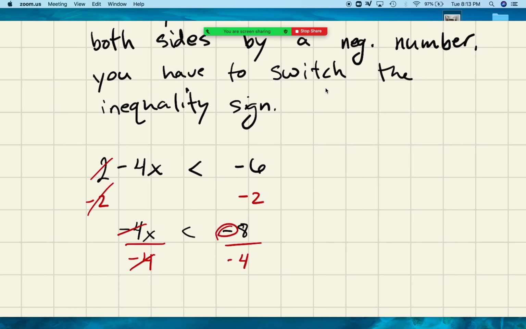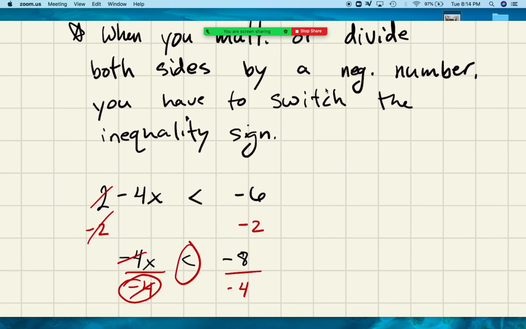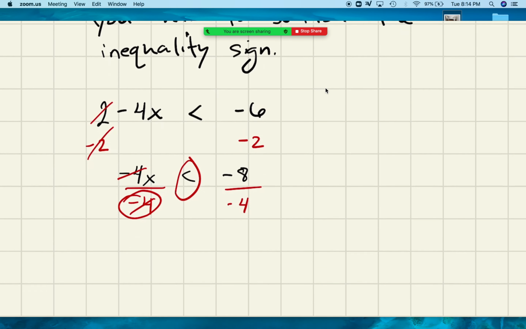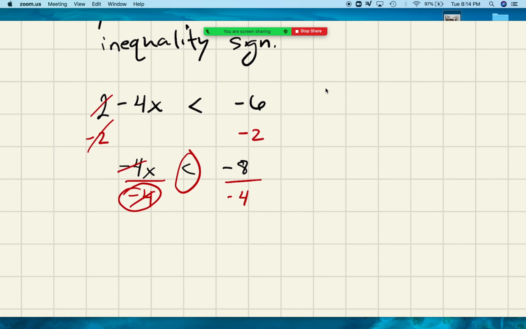Now to get the x by itself, I divide by negative 4, and that goes away. It doesn't matter whether the other side is negative or positive. It's just the thing next to the x that I'm dividing by. And this time, I'm dividing by a negative, because when you multiply or divide both sides by a negative, you have to switch the inequality. So then we'll have x, and I switch it to be greater than, and negative 8 divided by negative 4 is positive 2.